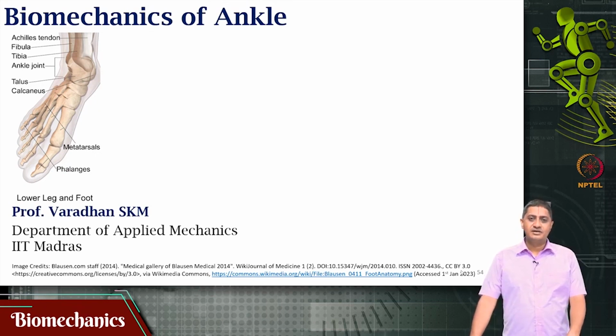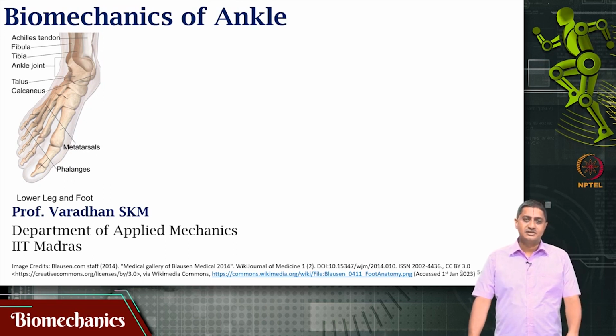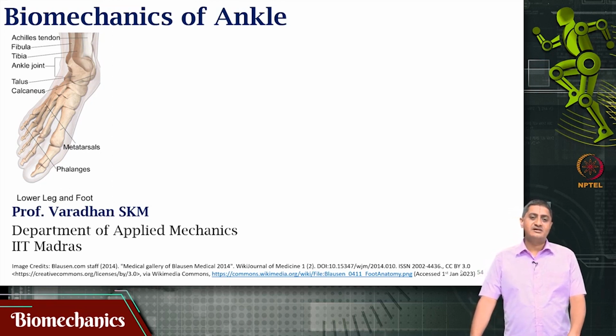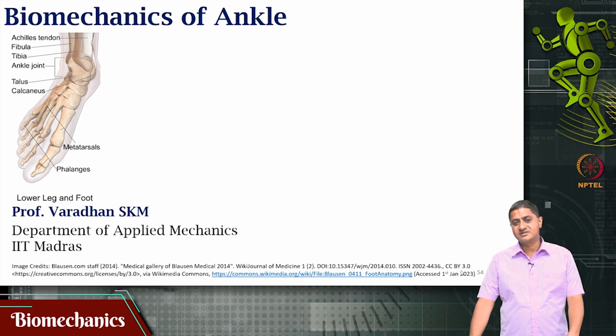So far we have looked at biomechanics of the upper limb. We started out with shoulder, then we did elbow, wrist, fingers, then we did biomechanics of spine, then biomechanics of hip, then we discussed knee. In this video we will be continuing our discussion of the joints of the musculoskeletal system, and focus on the biomechanics of the ankle joint.